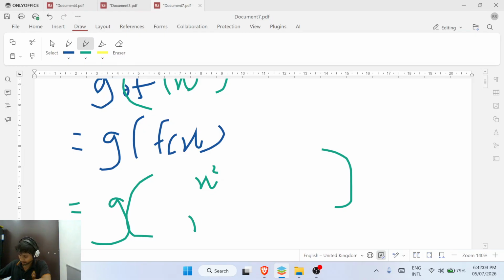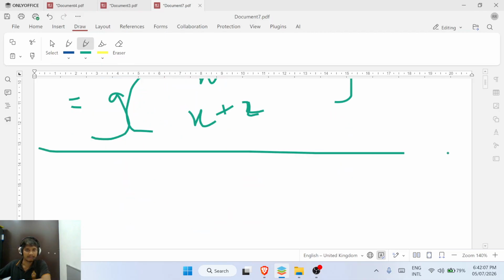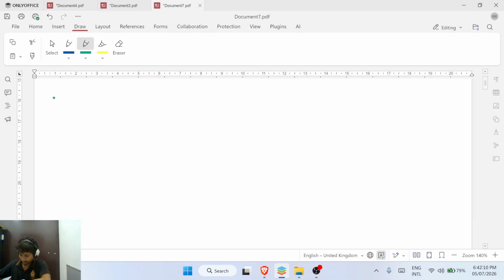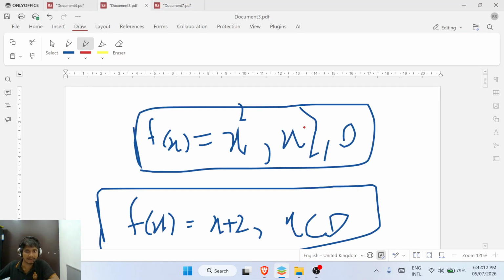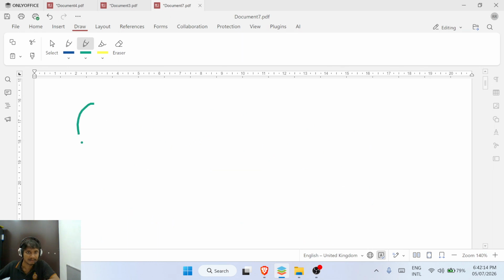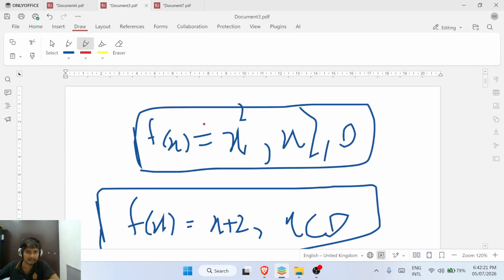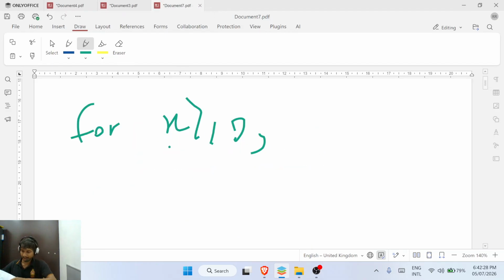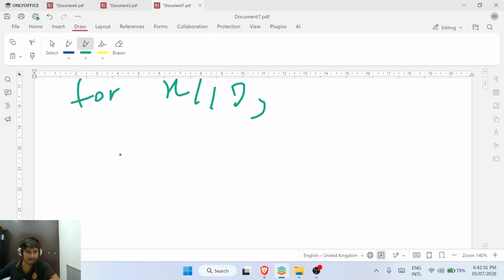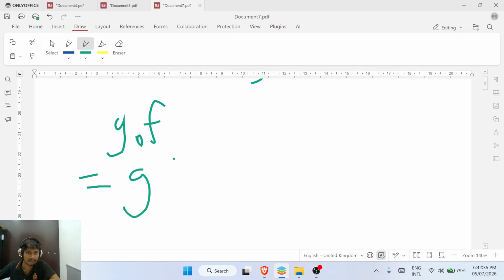Another answer is x plus 2. Therefore, we have to find it step by step. Now we are discussing x greater than or equal to 0. For x greater than or equal to 0, f of x is equal to x square. Therefore, what should we find? We have to find g of f, which is g of f of x.